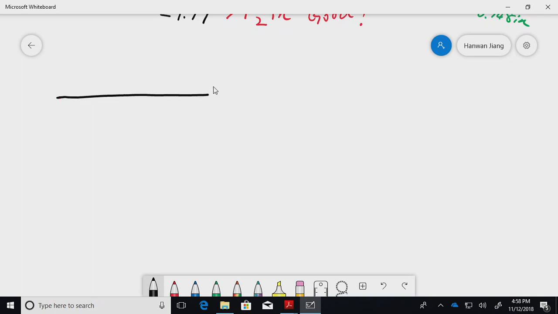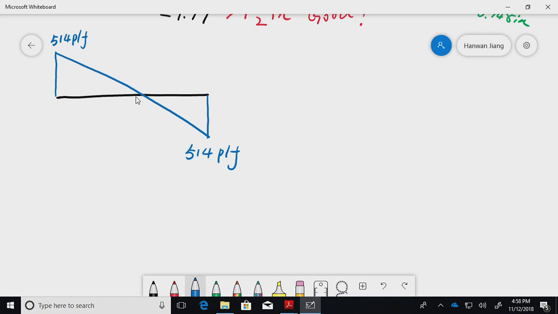Okay, so say shear is maximum at the edge, which is 414 PLF. So in the center of the diaphragm, it is zero.